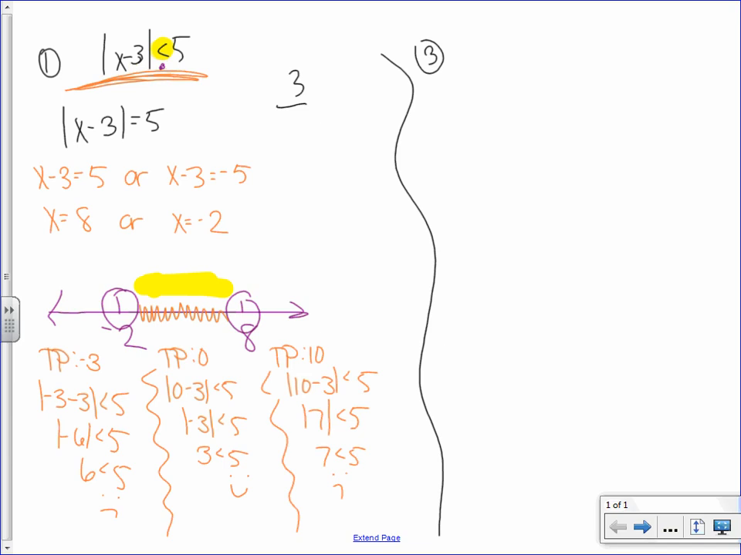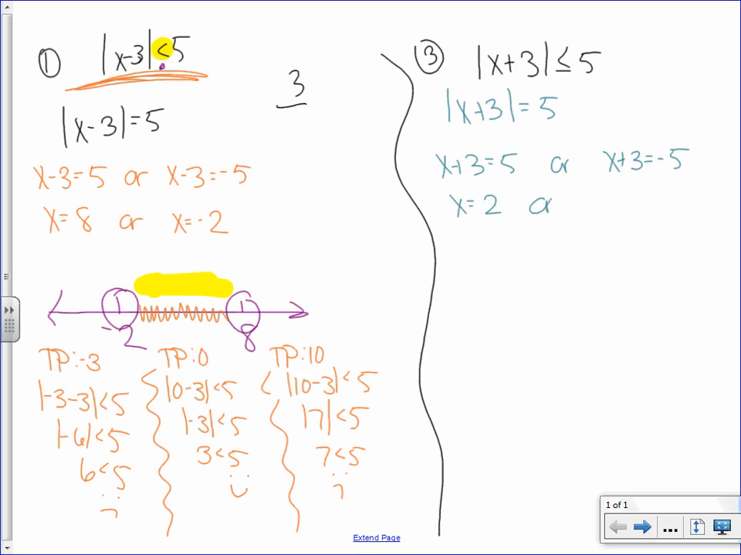Now on to number 3. We had the absolute value of x plus 3 is less than or equal to 5. Let's make it an equation, figure out what's going to be on our number line. So I've got x plus 3 in absolute values is equal to 5. Break it into the two cases. X plus 3 equals 5, or x plus 3 equals negative 5. Solve for x, I get x is equal to 2, or x is equal to negative 8.